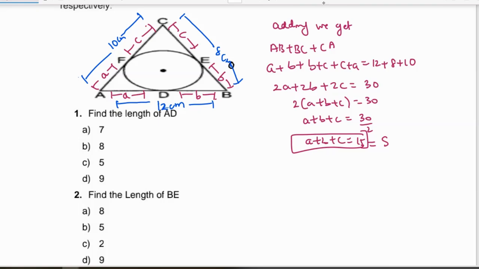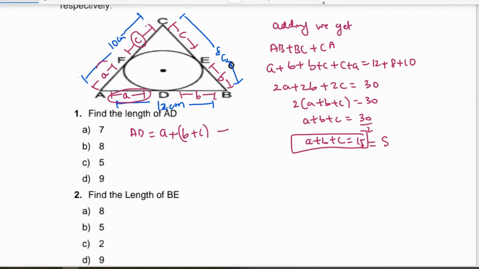Now we have to find the length of AD. AD is small a. So AD equals a, then plus the other opposite side, which will be b plus c, then minus b plus c.